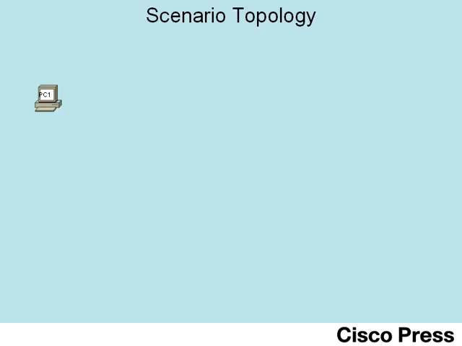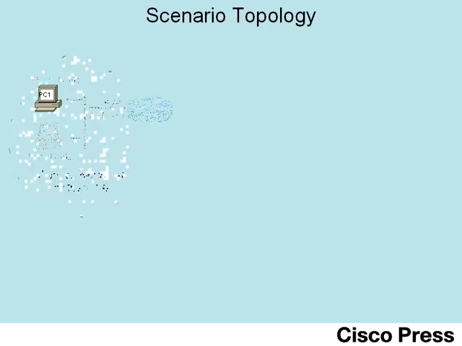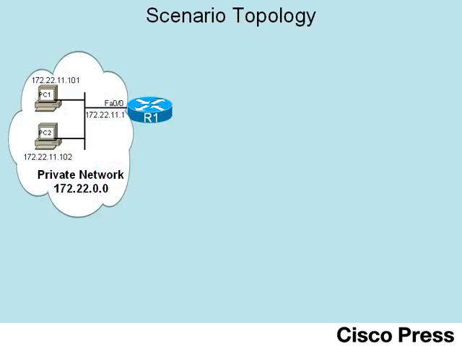This lab uses a relatively simple topology, but the complicated part comes in when you think about how NAT translates addresses and port numbers. First, on the left, we have a typical enterprise network that's using a private network number, in this case network 172.22.0.0. None of the addresses in this range will be reachable by the rest of the internet, so NAT will have to change those IP addresses.